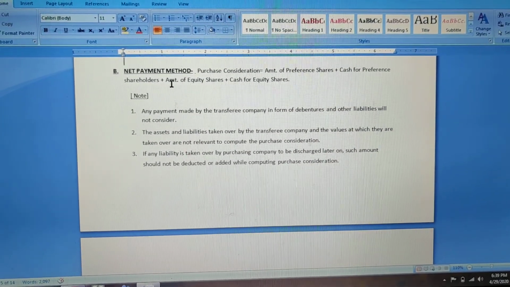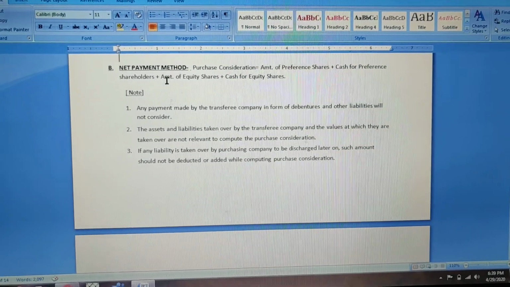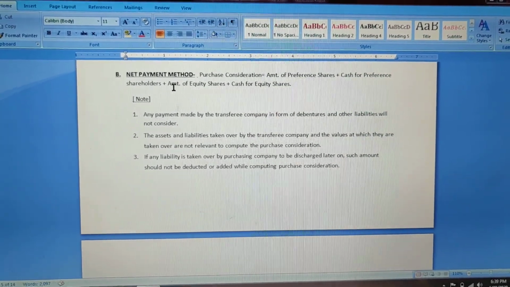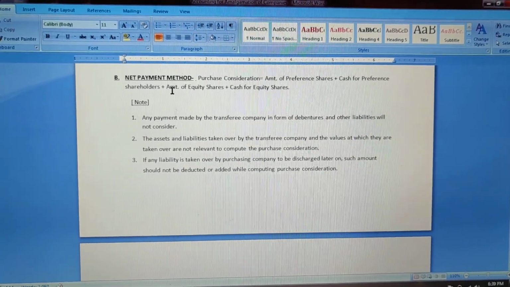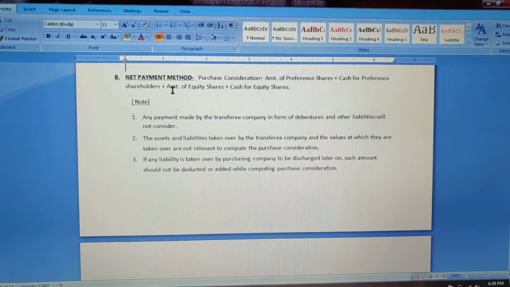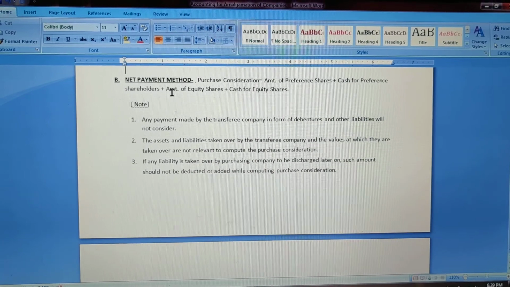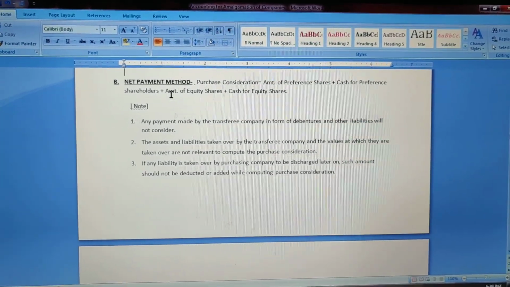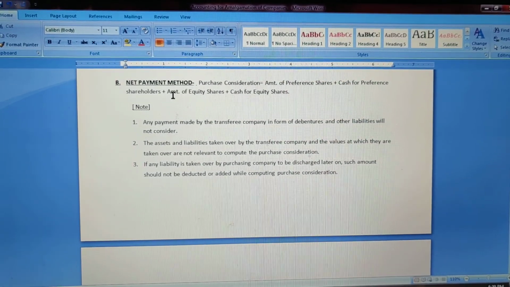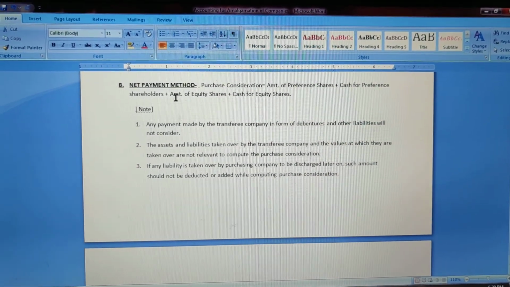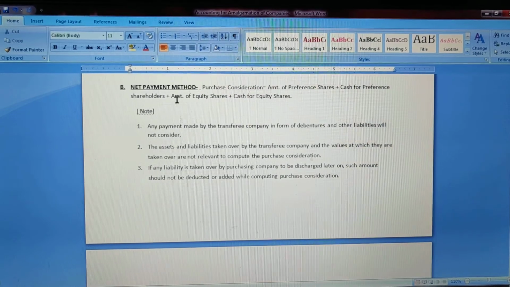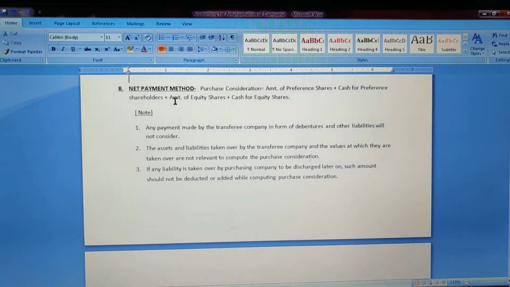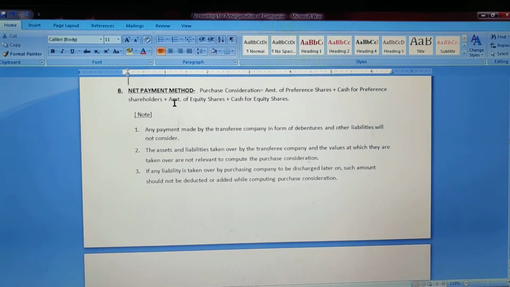Debentures will be given by the transferee company to the transferor company, this much, or something else can be given. So mark it that you don't have to include any debenture amount, or any assets and liabilities amount, in your purchase consideration even if it is given. You just have to calculate your purchase consideration with amount of preference shares plus cash for preference shareholders plus amount of equity shares plus cash for equity shares.